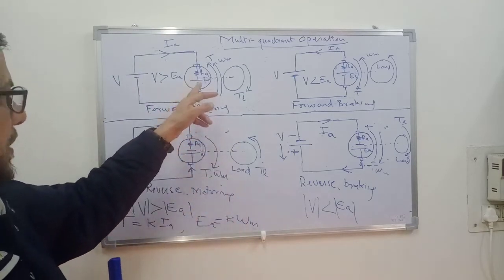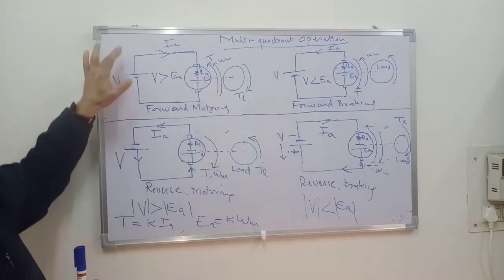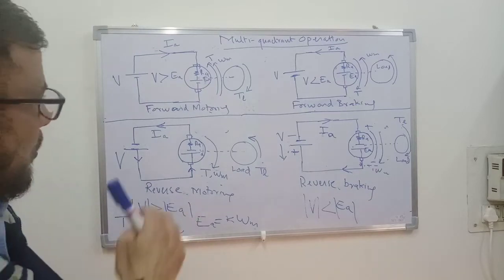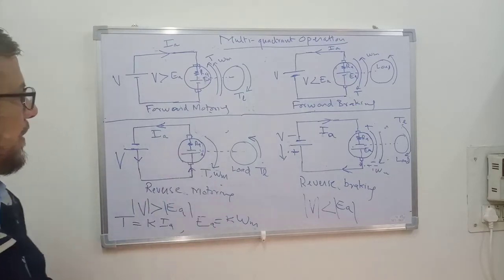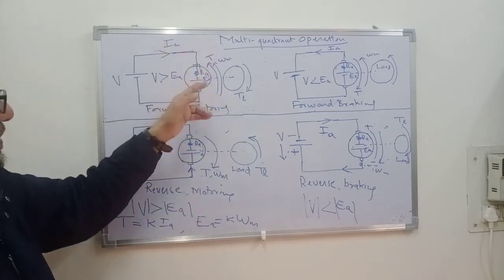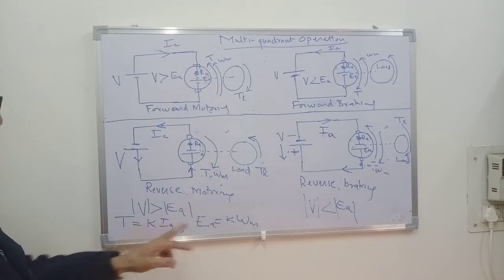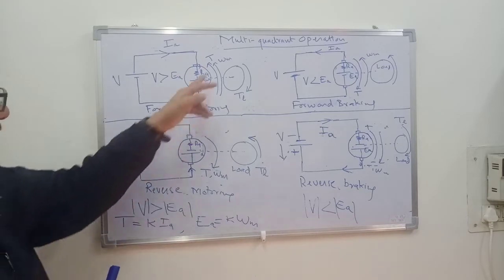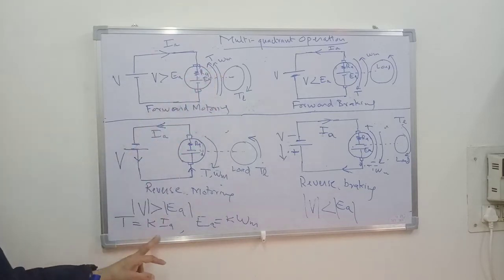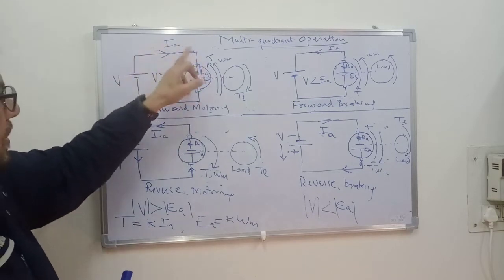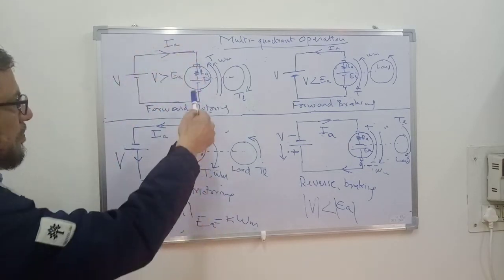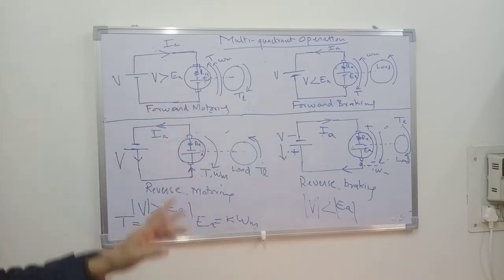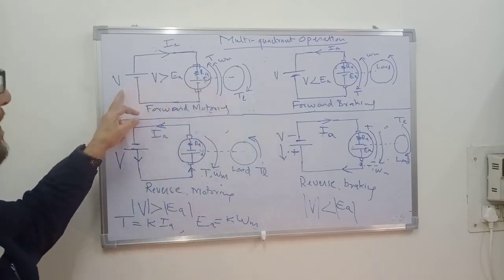So initially in the beginning, EA is equal to 0, supply is made available, current flows, a high current flows, torque is produced, motor starts increasing its speed. As the speed increases, the back EMF, which depends on the motor speed, will increase. The torque depends on the current, armature current IA. So as the current increases, the torque increases, the motor speed increases, back EMF increases, and in steady state, the motor runs at a constant speed such that EA is slightly less than V.